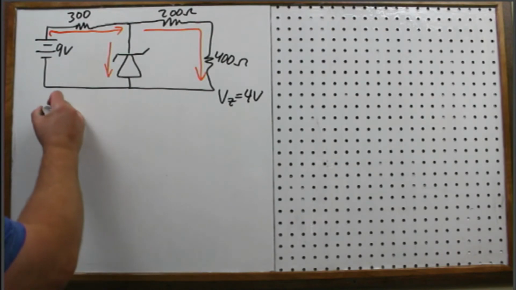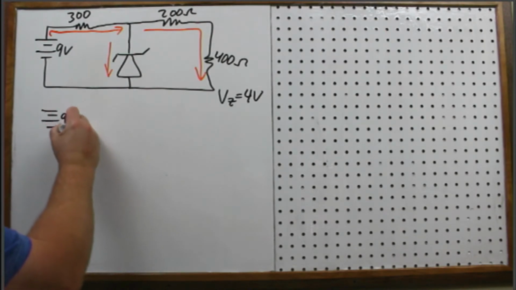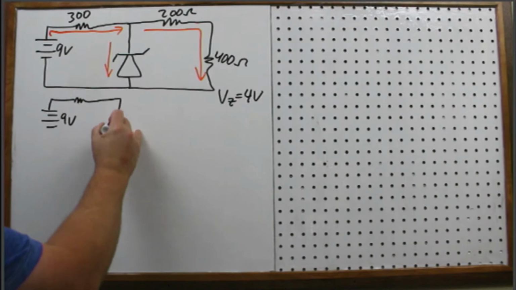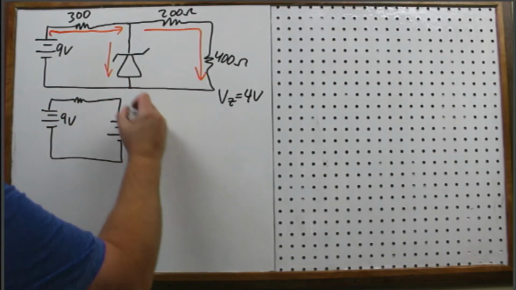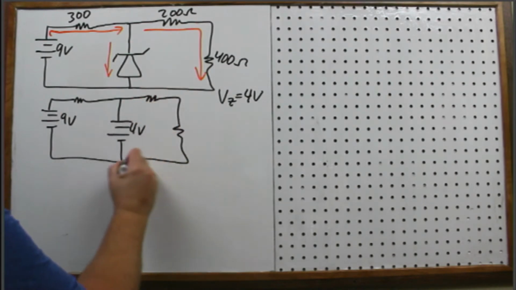So let's go ahead and redraw this, and you'll see how simple this makes the analysis. Okay. So there's my 4 volt source. Here's my other two resistors.